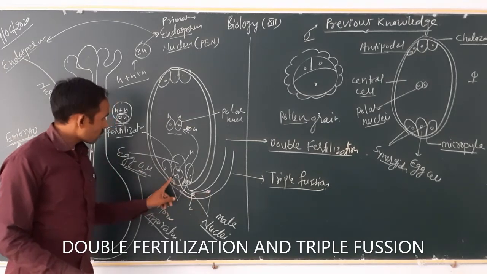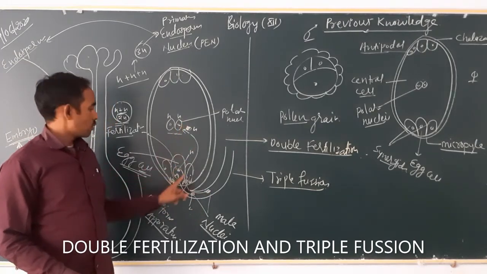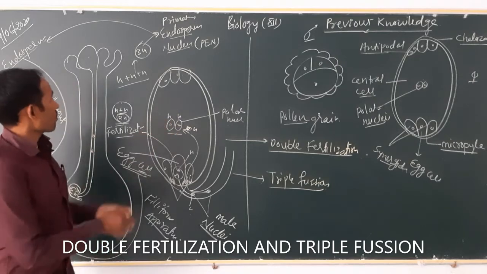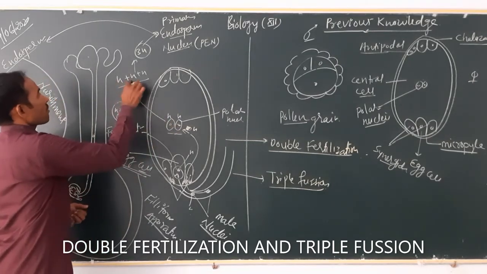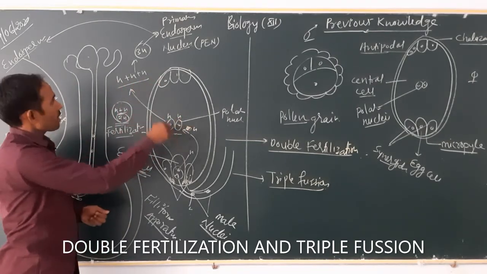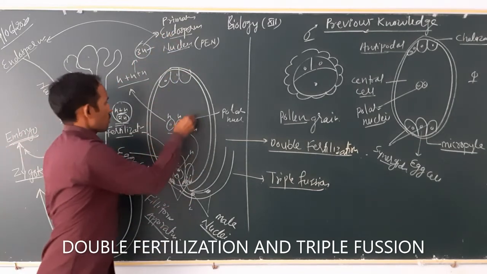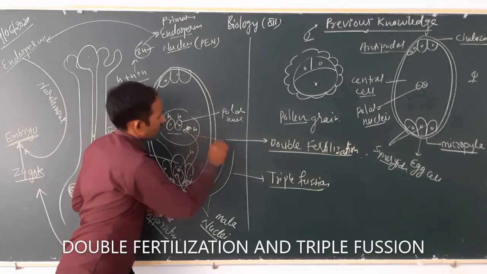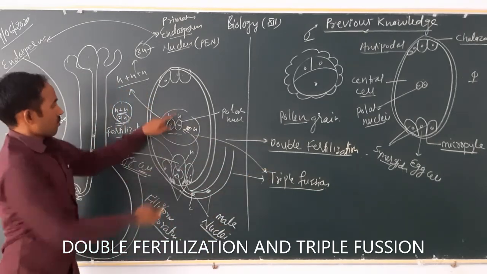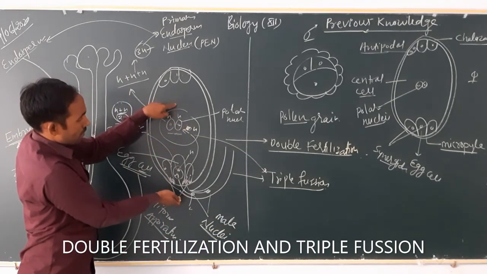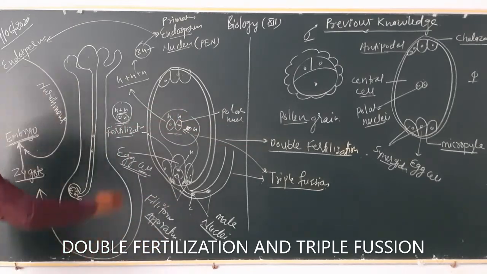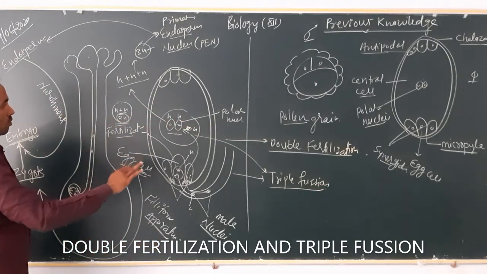The second male nucleus also goes to the central cell through the filiform apparatus. Here it is N plus N plus N, so it becomes 3N. This is called triple fusion. Both places are fusing with male gametes, so it is double fertilization. This is the identity of angiosperm plants.